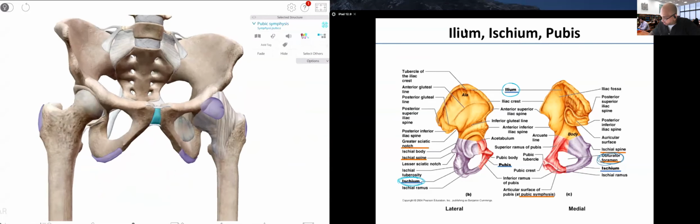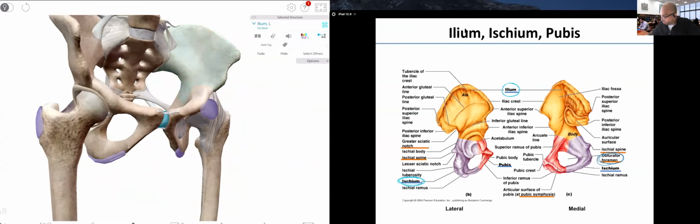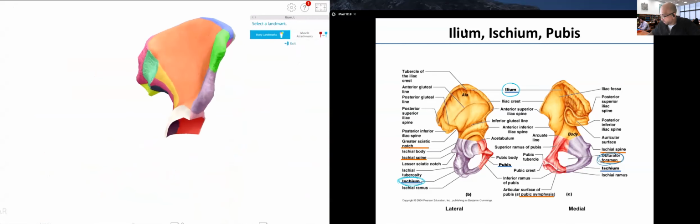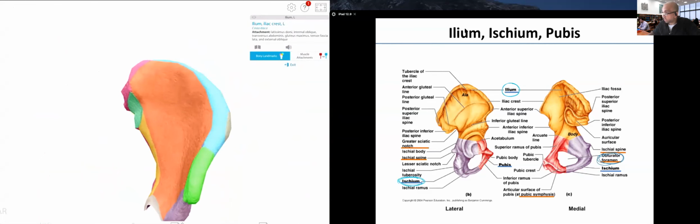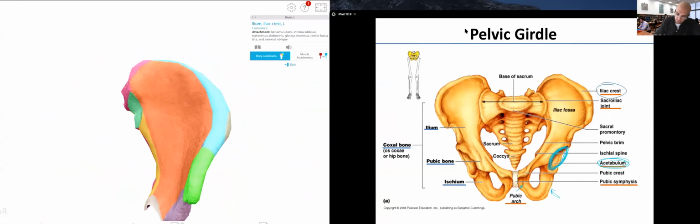If I want to look closer at the ilium, you will see that the ilium has a crest. We call this the iliac crest. You can feel part of it in your lower back. This is where the belt that you're using is going to be held. So you're holding the belt of your pants on the iliac crest.